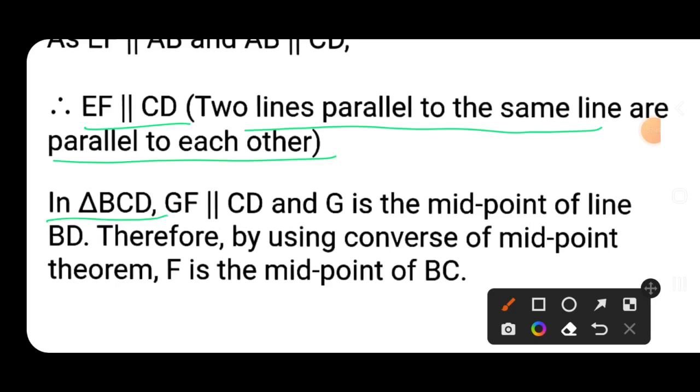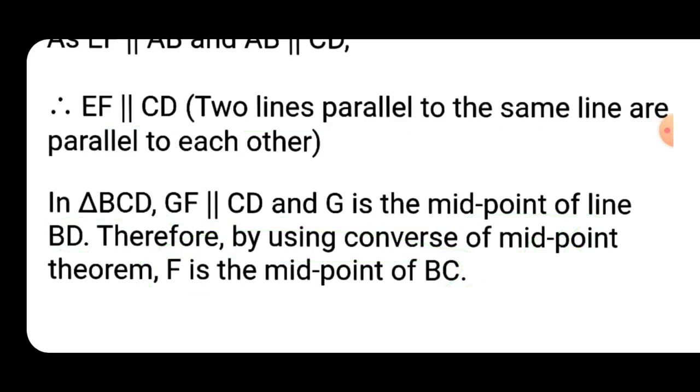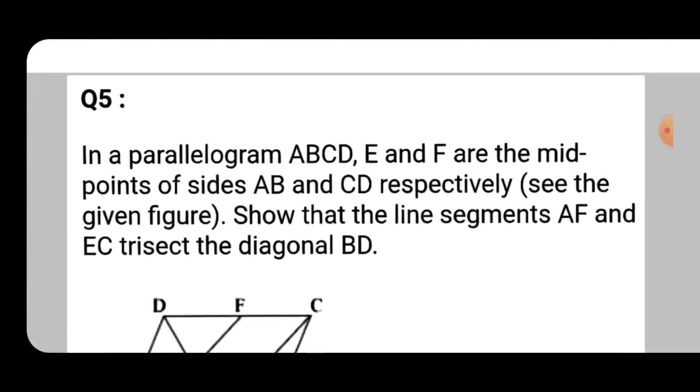In triangle BCD, GF is parallel to CD and G is the midpoint of line BD. Therefore, by using the converse of midpoint theorem, F is also the midpoint of BC. Okay, so this is your final solution. Got it? If you have any confusion or doubt, you can ask me again. Okay, don't worry. Now question number 5.